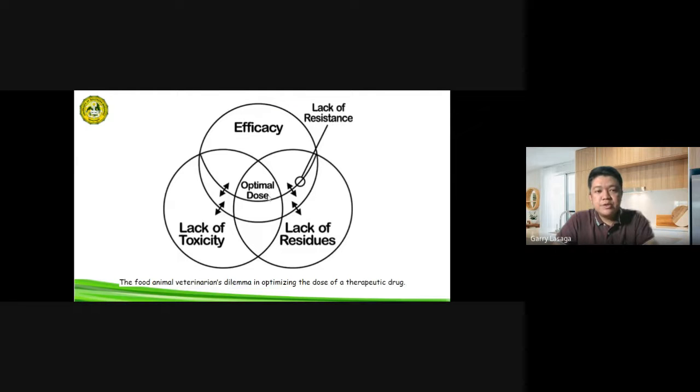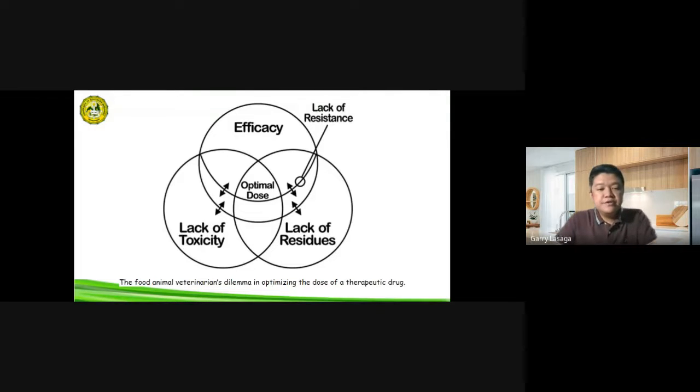So when we say dose, that refers to the amount of the drug that will be given to the patient at a particular time. So when we say optimal dose, that refers to the lowest dose that will produce the least toxicity at an optimum efficacy to the patient.